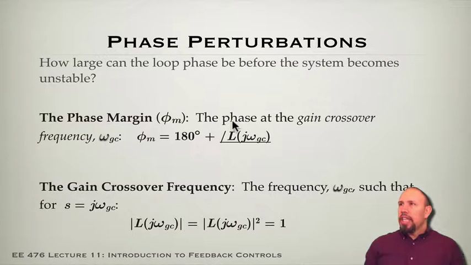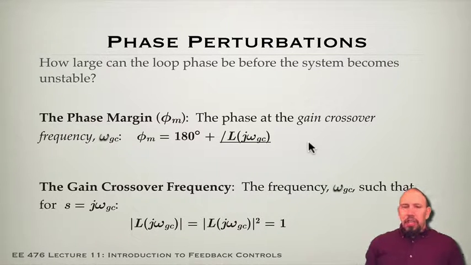The phase margin is the phase at the gain crossover frequency. The gain margin was the gain at the phase crossover frequency, and the phase margin is the phase at the gain crossover frequency. So there's obviously some crossover between gain and phase in all of this. And this is the formula for the phase margin. It involves the phase of the loop gain at the gain crossover frequency. The gain crossover frequency is the frequency at which the transfer function, the loop gain, has magnitude 1. Okay, so that's the gain margin and the phase margin.